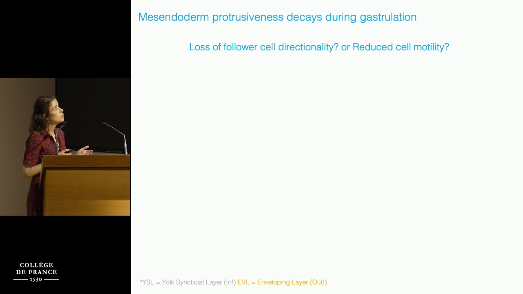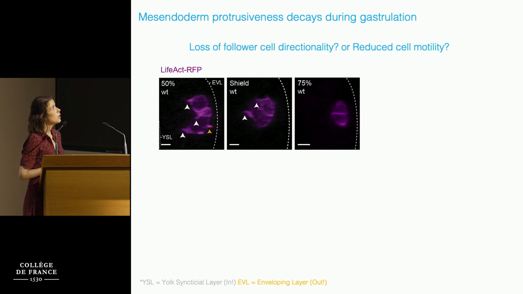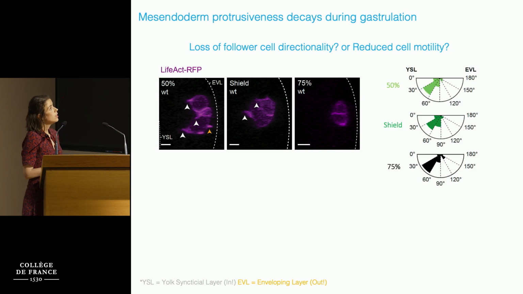So there were basically two intuitive possibilities. Either the follower cells lack directionality, maybe they don't know they have to go inside, or maybe they have no motility, so they can't displace at all. And so to test between these two possibilities, what we did was to repeat the same type of transplants, but now labeling F-actin and actually analyzing the distribution of protrusions across these cells. And what we noted, you can see here the quantification, is that at all stages, early and late, cells were still oriented towards the inside of the embryo, so they are all directional.